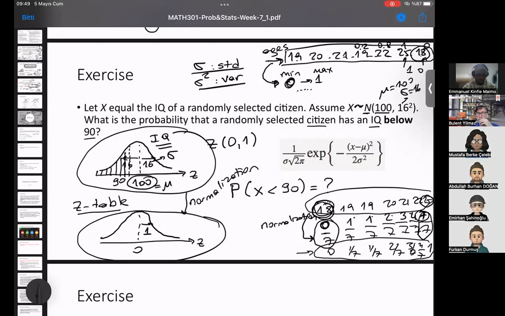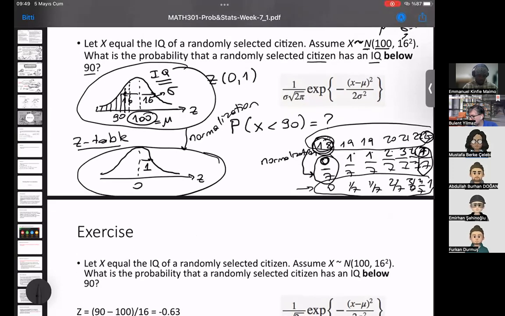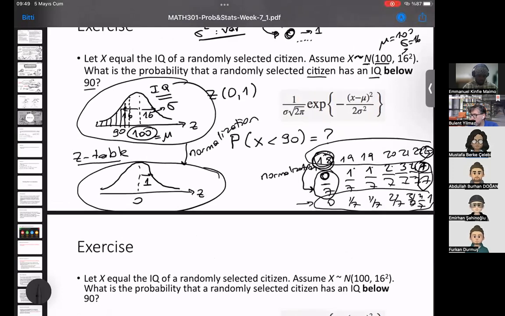Yes, hocam. Okay, so let's come back to this question then. So I have this normal distribution with variance 16, and I want it to be normalized as the Z distribution, the standard normal distribution, with 0 mean and 1 standard deviation or variance. How do you go from here to here?